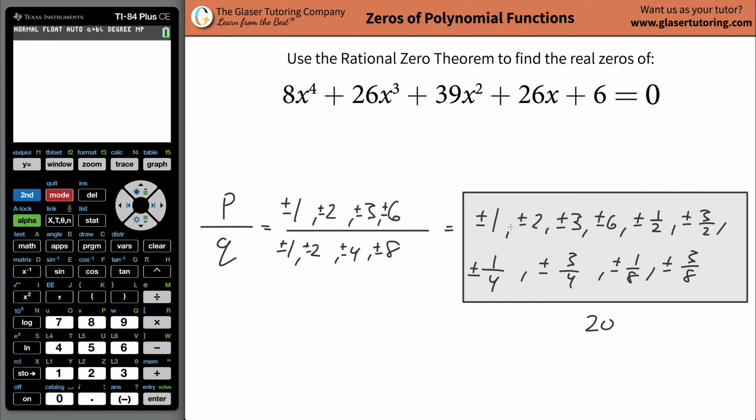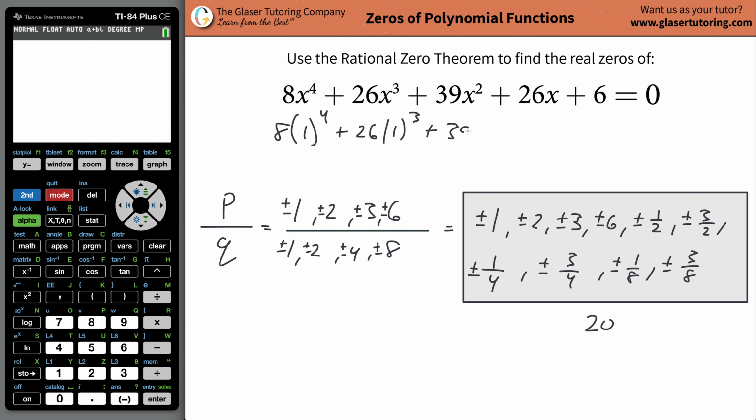The idea here, though, is that this provides a list of possibilities. All right? Maybe your zeros are in there, maybe not. But the way that you're going to test it now is you're going to take one of the values. Let's do 1 because that's nice and easy. And you're going to plug it in everywhere you see your x. Okay? Everywhere you see your x.